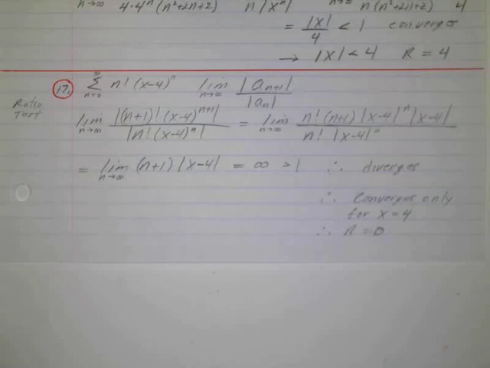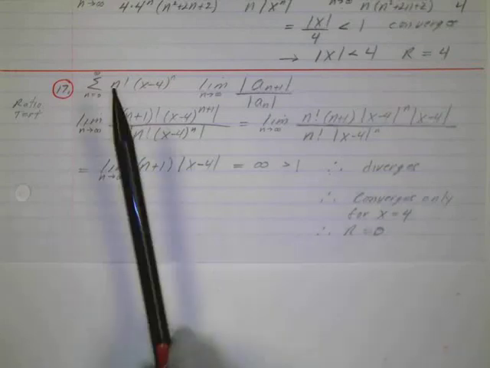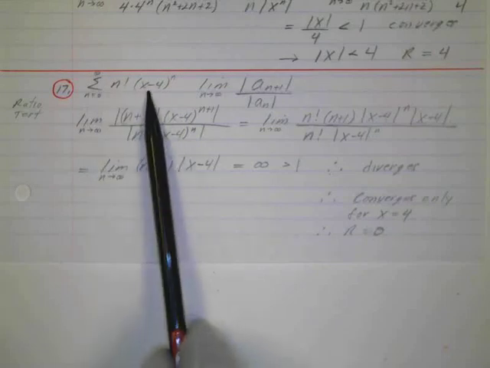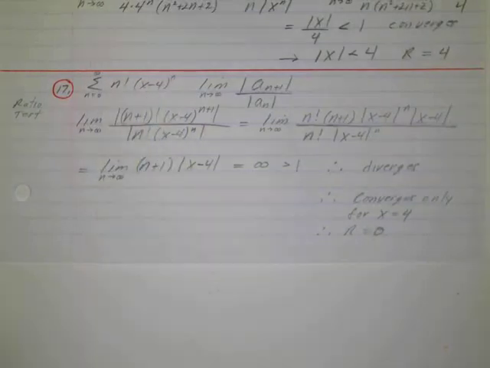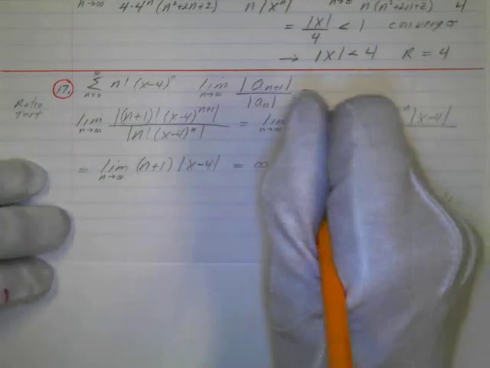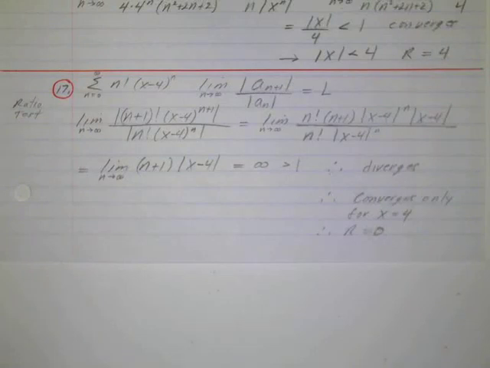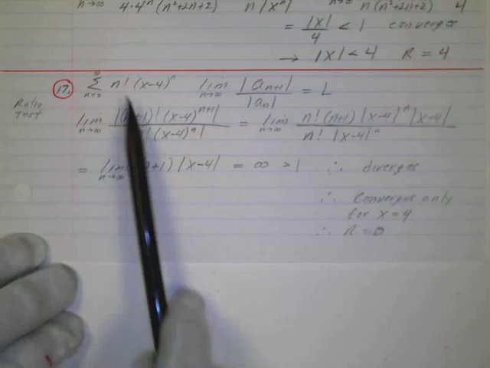Okay, I hope by now you're kind of getting the hang of this kind of arithmetic we do with the factorials and with the powers and breaking them up. So here's our series, n factorial times (x minus 4) to the n. This doesn't look quite as complicated. We're going to take this limit, and this limit will equal L. And remember, by the ratio test, if L is less than 1, we'll be in good shape if we can do that.